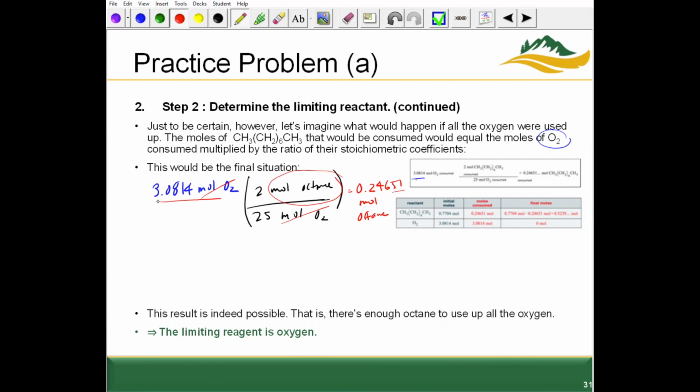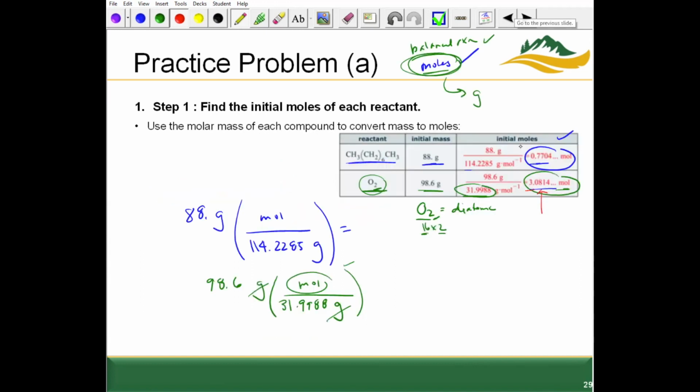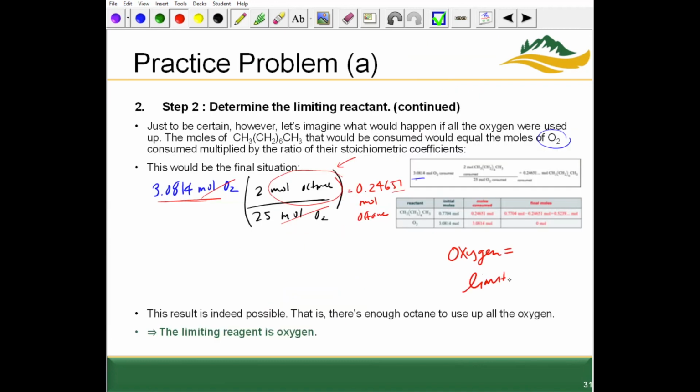So with this starting amount of moles of oxygen, we only need 0.24651 moles of octane based on this mole to mole ratio. Did we start with this many? Yes, right? So we started with 0.7704 moles of octane. So we're going to have some octane left over when all the oxygen reacts. So oxygen is definitely our limiting reactant here.